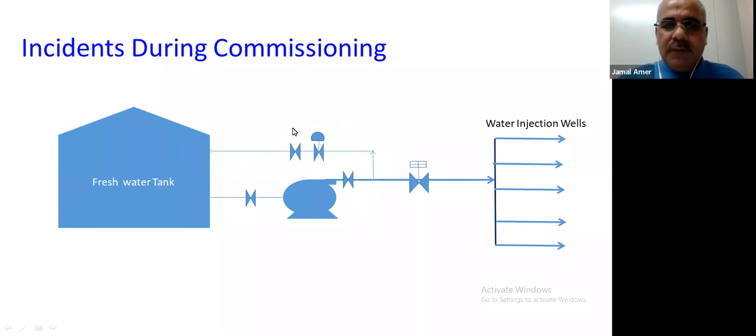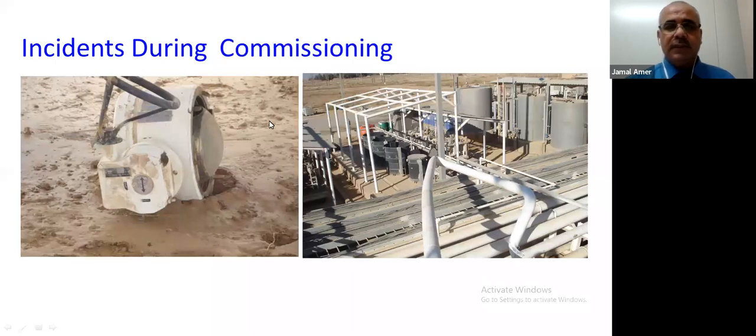But what happened here, the pump started, not yet 100%. This valve was also not 100% open, it was in the process of opening, but it did not accommodate all the pump discharge. This valve is open, but the downstream valve was closed because of human mistake. Then we faced these results. For this reason, commissioning is a very difficult and very hazardous area, and everybody involved in the commissioning should be aware of all the hazards associated with it.